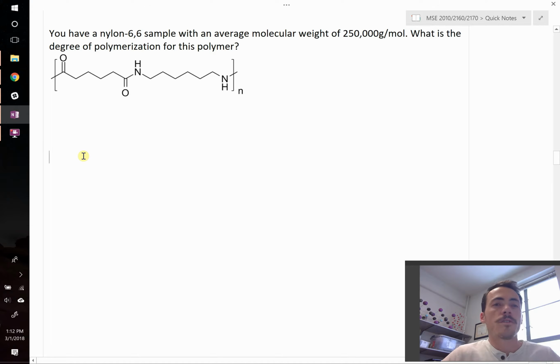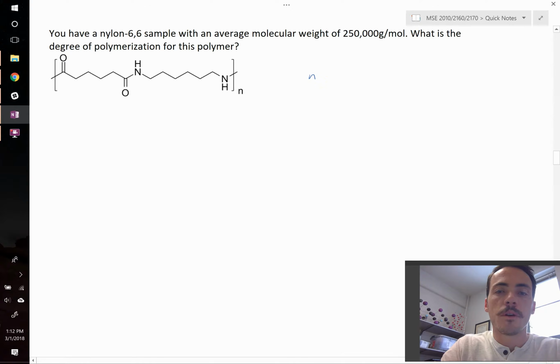Okay, this question says that you have a sample of nylon 6,6 and it has an average molecular weight of 250,000 grams per mole. It then asks, what is the degree of polymerization for this polymer? So, to answer this question, the degree of polymerization, which we normally write as small n, is equal to the molecular weight divided by the mer weight, right?